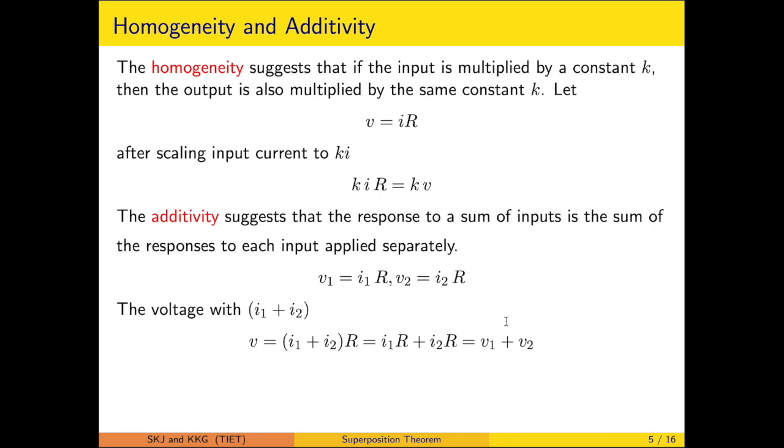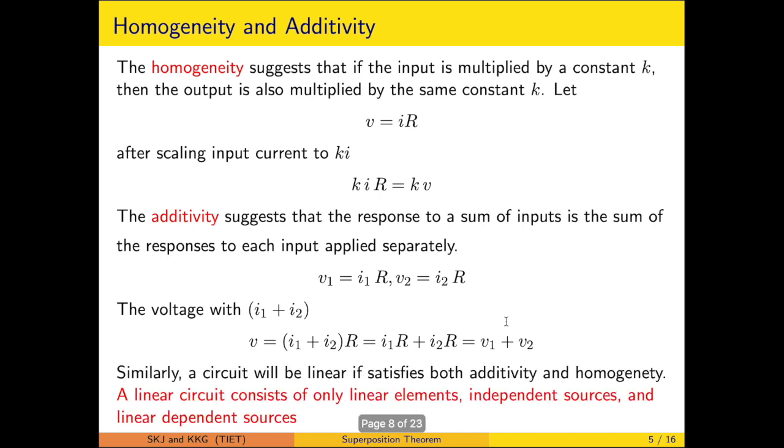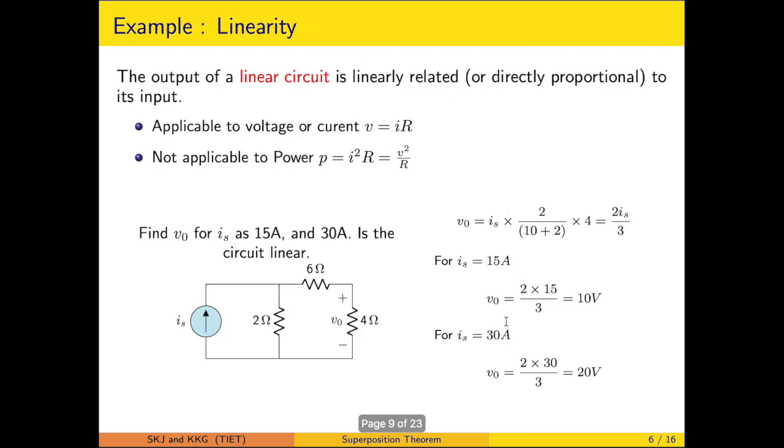The same holds true for linear circuits. A linear circuit must comprise linear circuit elements, linear independent sources and linear dependent sources. The output of the linear circuit is linearly related to the input. In this particular case, we are saying the voltages and currents are related to the input in a linear manner. This is not applicable to the power because that constitutes a non-linear relationship.